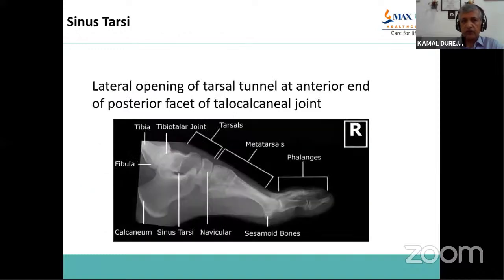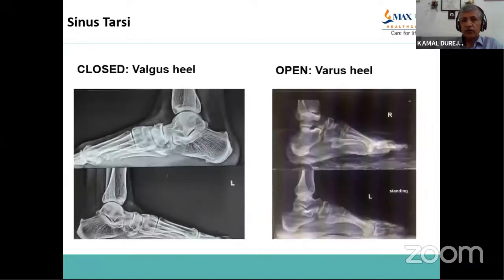Sinus tarsi, of course. What is sinus tarsi? Well, it is a small opening of the tarsal tunnel lying just anterior to the distal fibula. This is how a small opening should be seen in a normal x-ray. But if the heel has gone into valgus in a pronated foot, this gets almost obliterated. And if the heel has gone into varus, you see a big hole, an open sinus tarsi. So that's how, looking at the sinus tarsi, you get an idea whether you are dealing with heel varus or heel valgus.